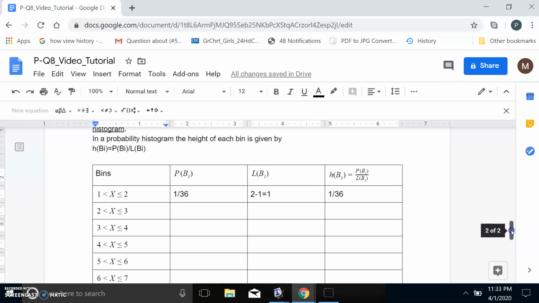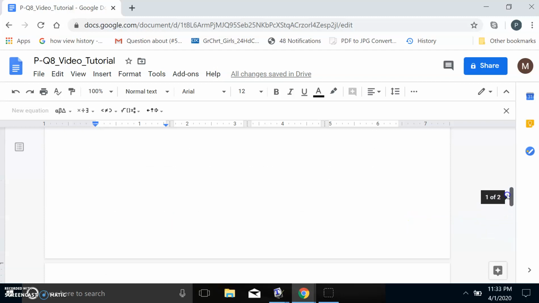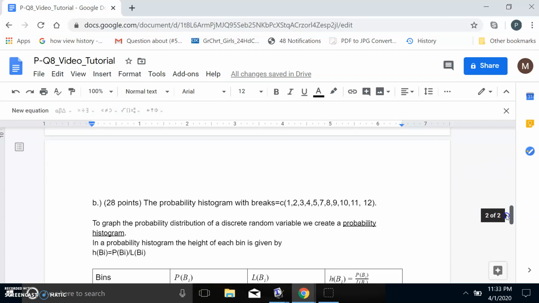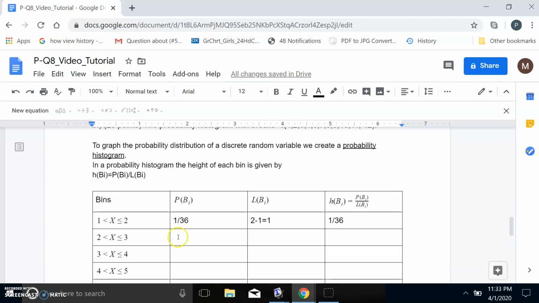Okay, so let's do one more here. So when x is between 2, strictly greater than 2, to 3, so looking up here, when x is 3 then it's 2 over 36. So I'll put it down here, 2 over 36. And the length of this bin, they're all 1 the lengths, looks like. It'll be 3 minus 2, which would be 1. So this would be just 2 over 36.